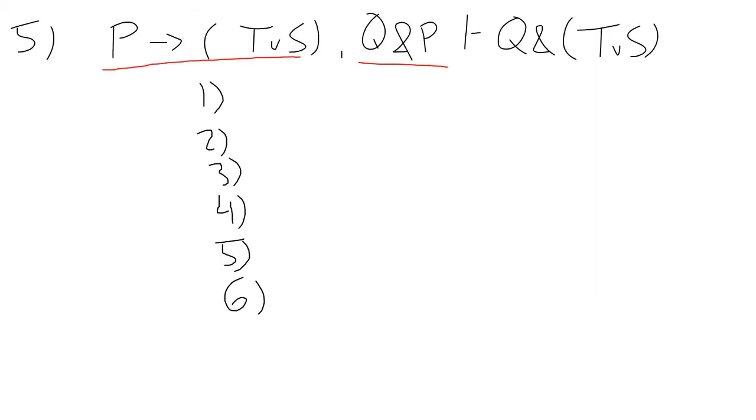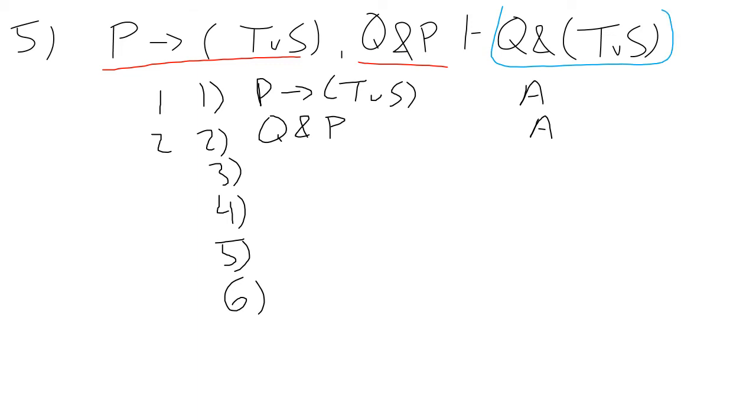Here in proof 5, we've got two premises. We've got P arrow T or S, and we've got Q and P. Our conclusion is an ampersand. So we need to find Q, and we need to find T or S, and then we'll put them together to make Q and T or S.